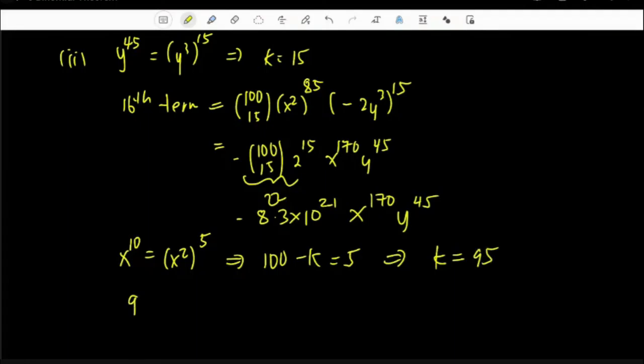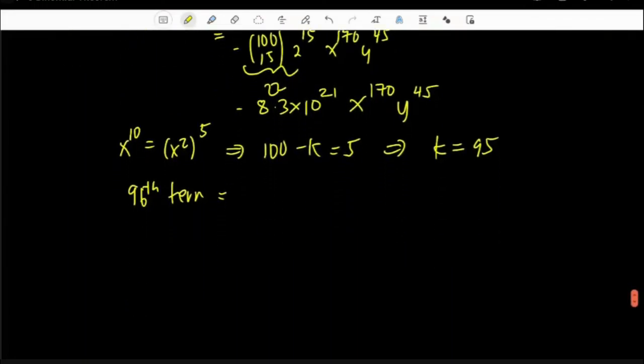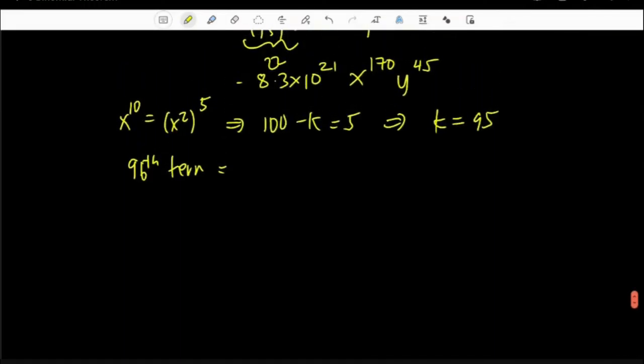So what we're actually trying to determine is the 96th term. Again, that term is always determined by k equals n minus 1. So the 96th term will give us a value of k equals 96 minus 1, or 95. Okay? So the term that we want, which is again the 96th term, is given by the formula 100 taken 95.